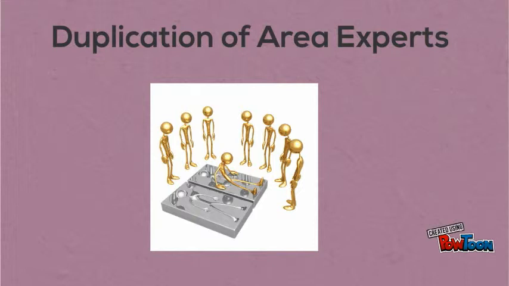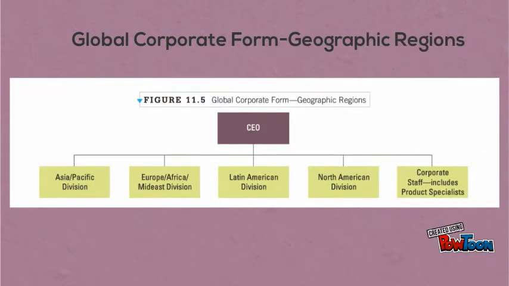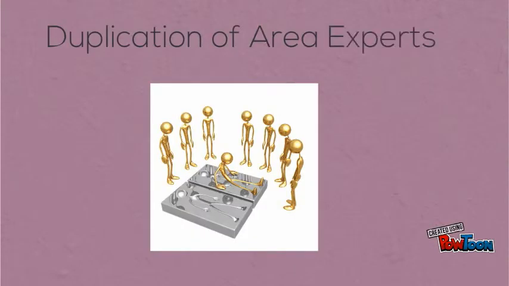duplication of area experts. The next strategy is another global corporate form, but this form focuses on the geographic region instead of the product. This form appears to be popular with companies that manufacture products with a rather low or at least stable tech content that require strong marketing. It is also favored with firms with very diverse products. The problem this strategy has is that it tends to create a duplication of product and functional experts.